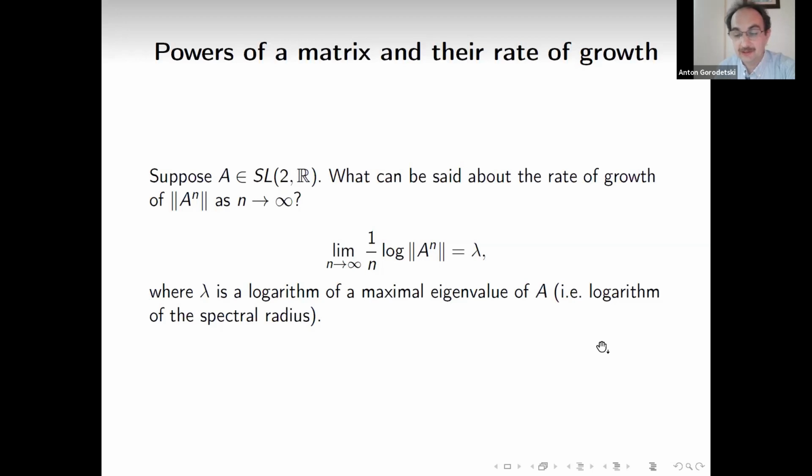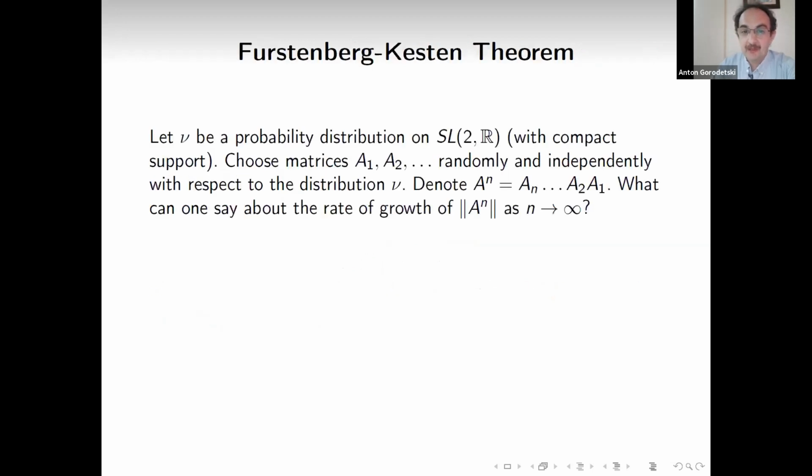So let's make the situation a little bit more interesting. Let's take several matrices, or maybe infinitely many matrices distributed with respect to the same distribution, and we will choose each matrix independently and randomly with respect to that distribution. For simplicity, we can just think about two matrices, and we flip a coin and choose one or the other. And we form an infinite product of those matrices. So what can we say about the rate of growth of those products?